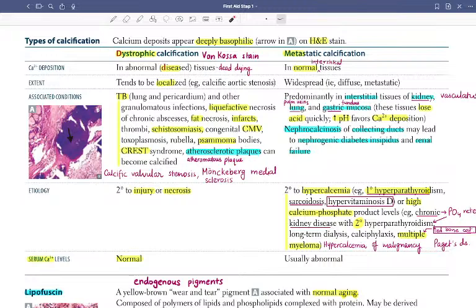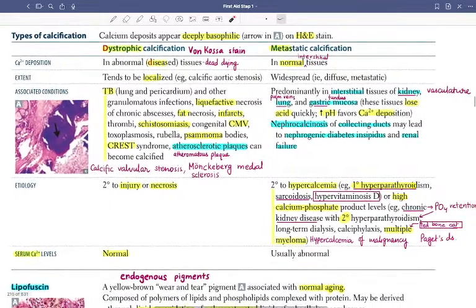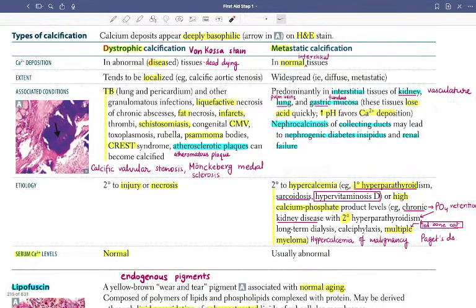Next, this one. Metastatic calcification: interstitial tissues of the kidney, the vasculature, gastric mucosa, and lungs. Increased pH favors calcium deposit. Nephrocalcinosis: collecting ducts, nephrogenic diabetes insipidus.